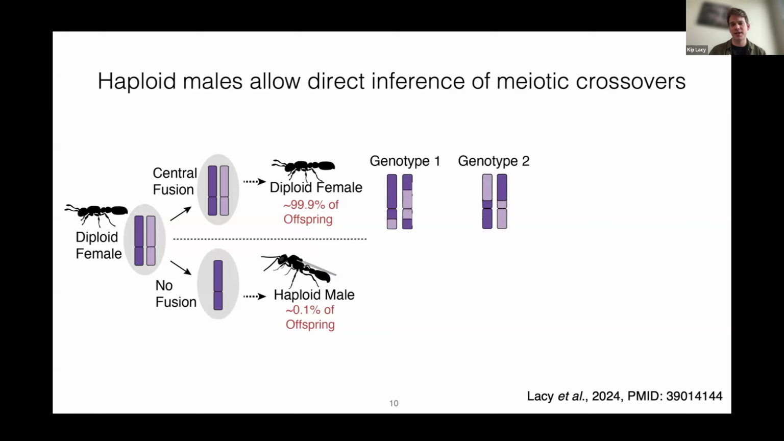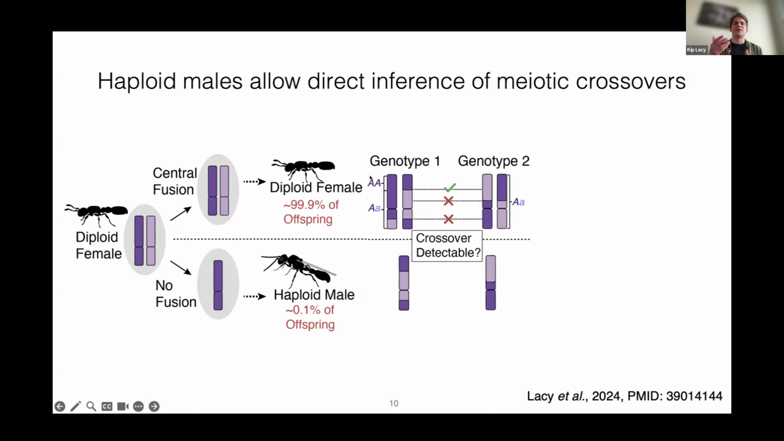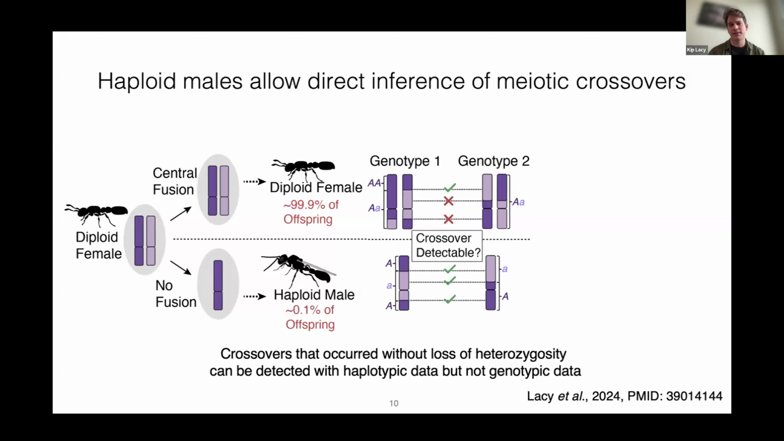These are 2 hypothetical genotypes that differ from each other by 3 crossovers. If you sequence the whole genome of these with short-read sequencing, you get the genotype at every locus. And so if you actually try to detect these crossovers, 2 of them you can't because the genotype is actually identical. But for this third crossover, now you can detect this because there was a loss of heterozygosity distal to that crossover. But then if you take those same hypothetical haplotypes and put them into hypothetical haploid males and sequence their genomes, you can now detect all 3 of those crossovers. So the punchline here is that crossovers that occur without loss of heterozygosity can be detected with haplotypic data, but not with genotypic data.